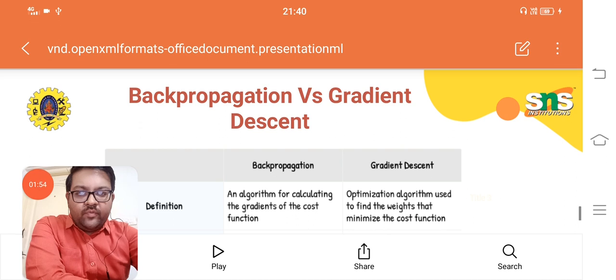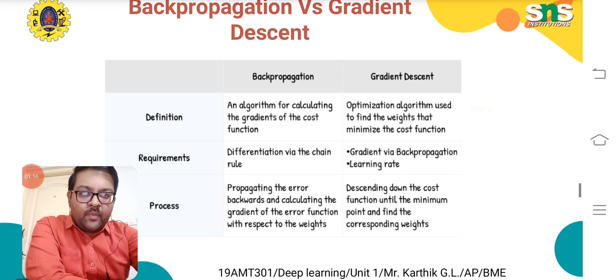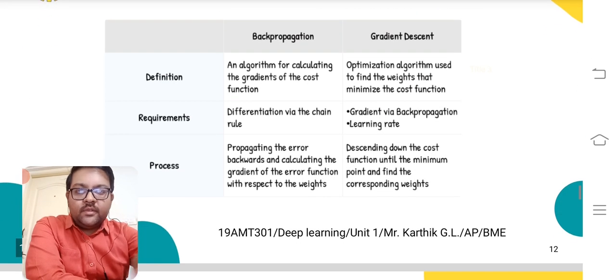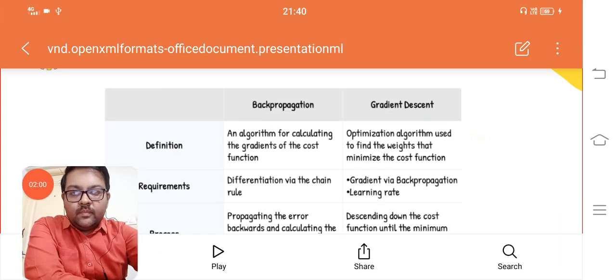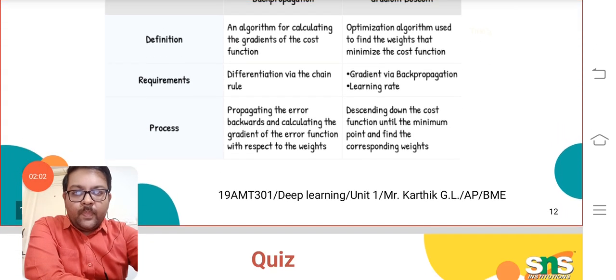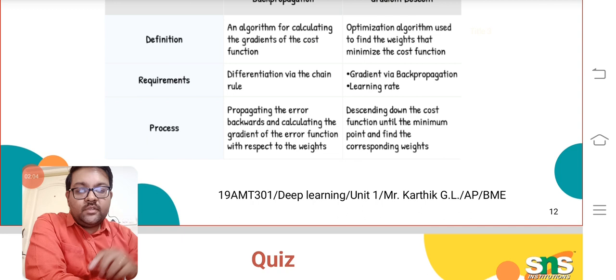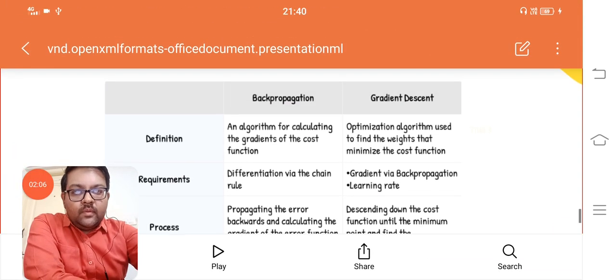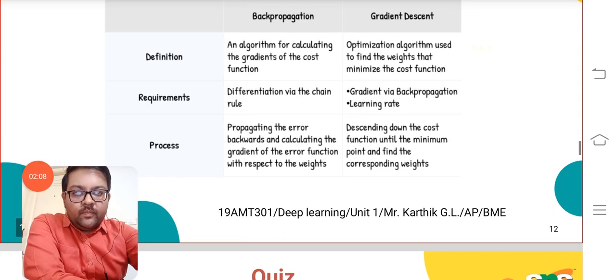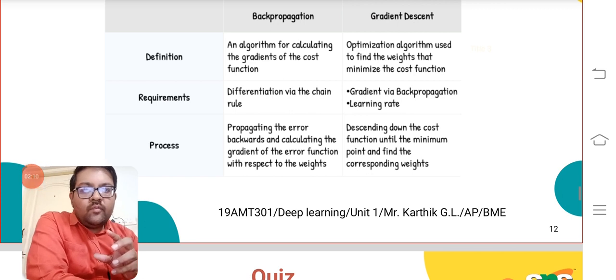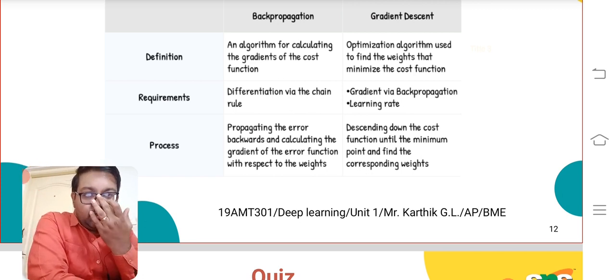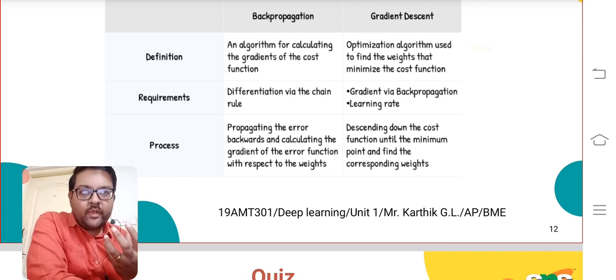So what is the difference between back propagation and gradient descent? Definition first. Back propagation is an algorithm for calculating the gradients of the cost function, whereas gradient descent is the optimization algorithm to find the weights that minimize the cost function.